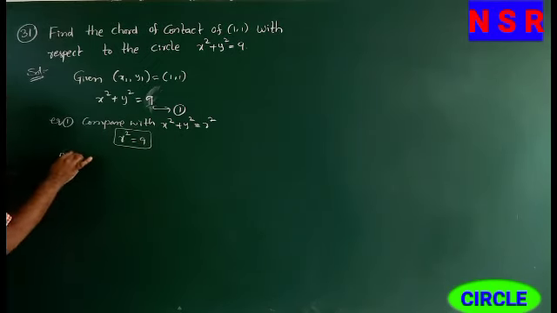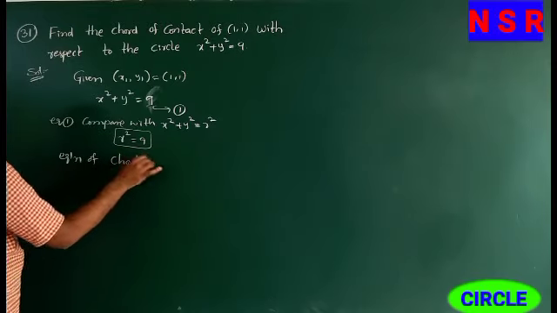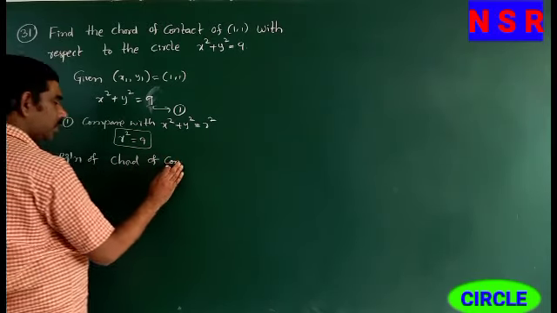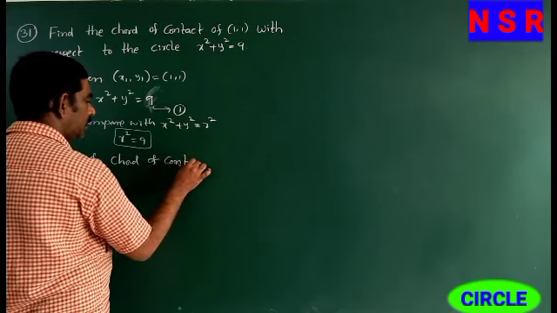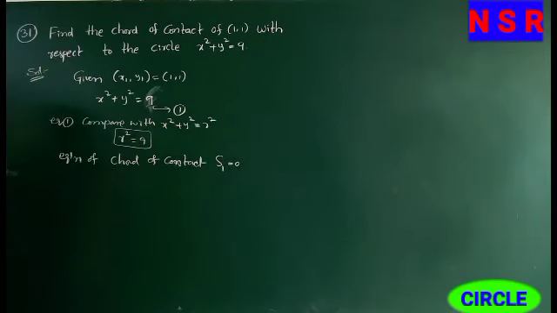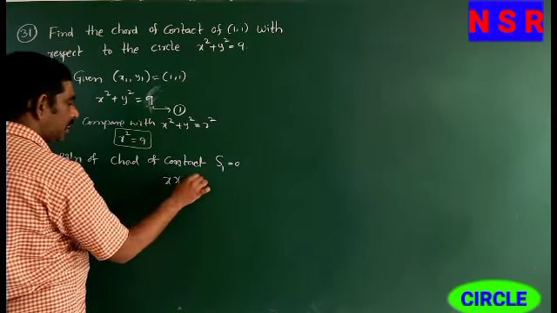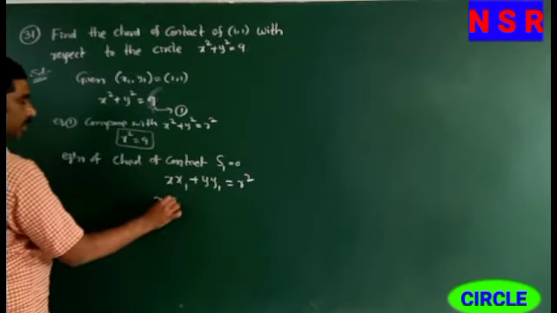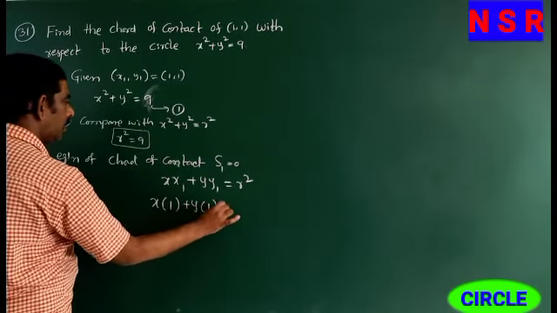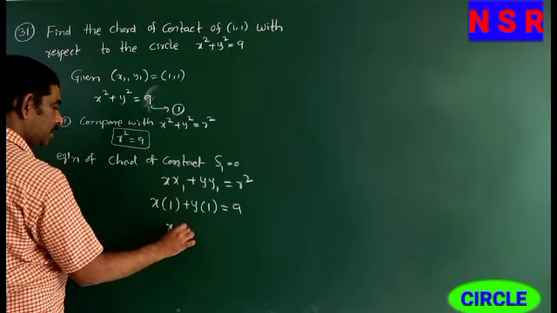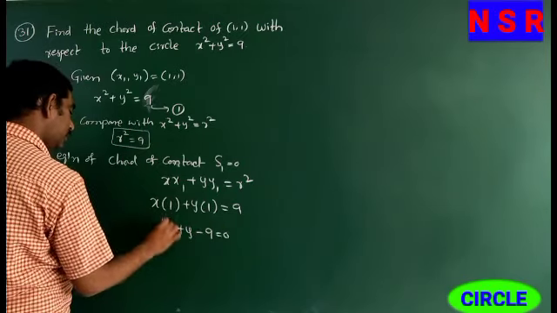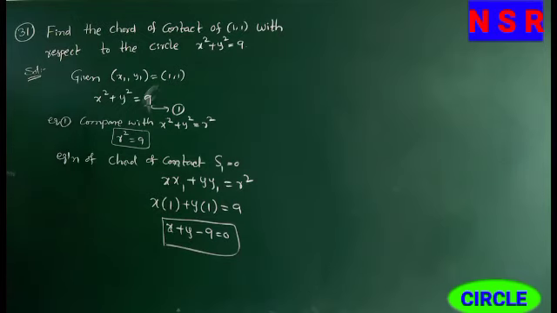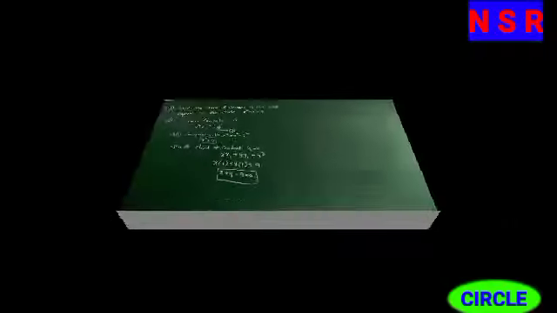Now equation of chord of contact. So equation of chord of contact is S1 equal to 0. So here the equation is in the form of x square plus y square equal to r square, then S1 is xx1 plus yy1 equal to r square. So xx1 plus yy1 equal to r square value 9. So x plus y minus 9 equal to 0. So this is the equation of chord of contact, S1 equal to 0.